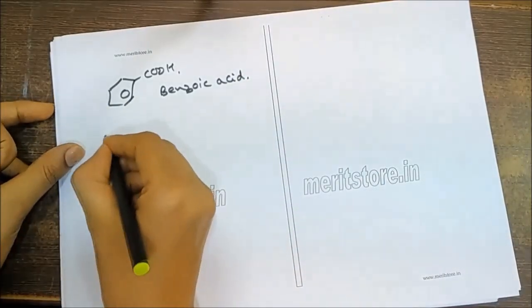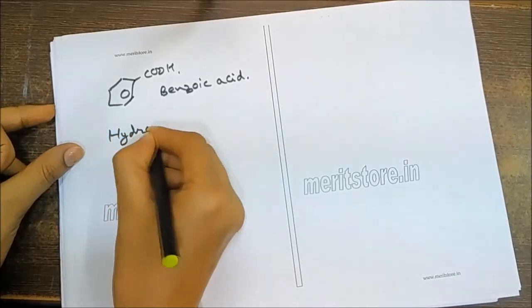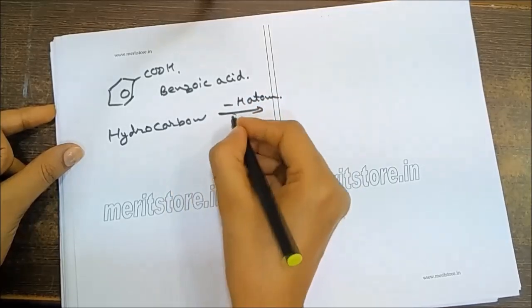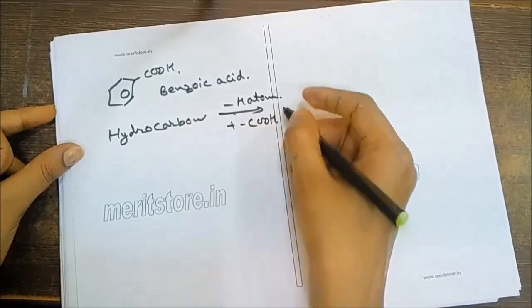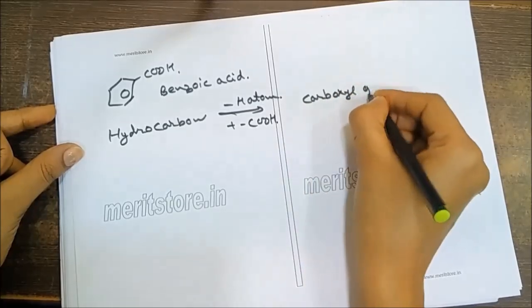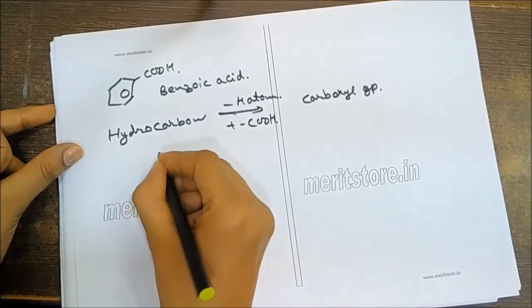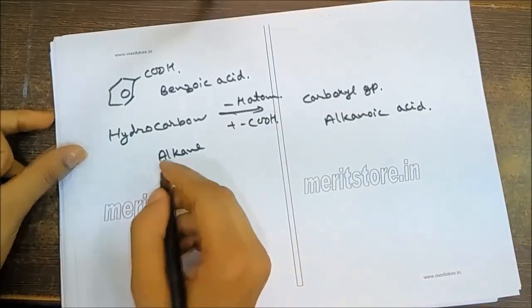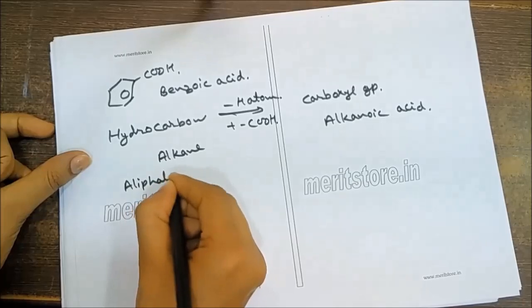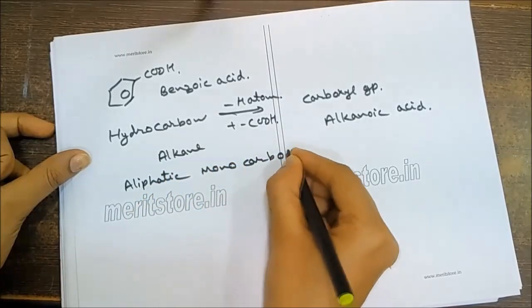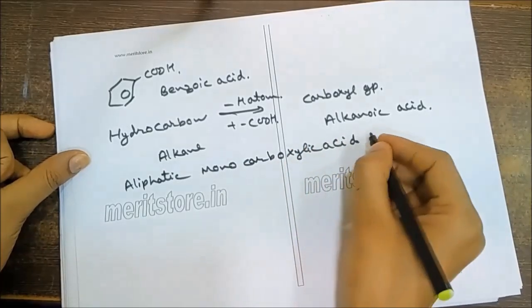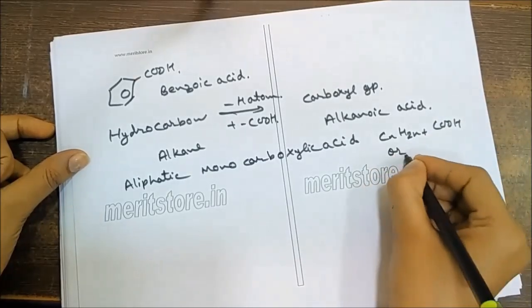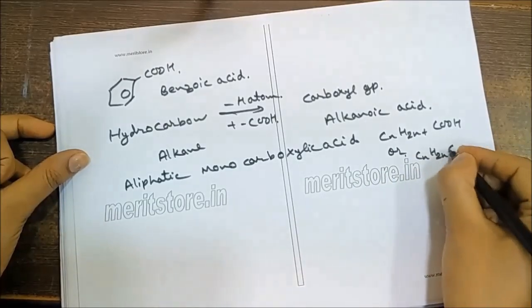Now we'll name carboxylic acids. The name of carboxylic acid comes from hydrocarbons. When we remove a hydrogen atom from this hydrocarbon and add one carboxyl group, if we are taking alkane, it will become alkanoic acid. General formula for aliphatic monocarboxylic acid is given by CnH2n+1COOH, or CnH2nO2.